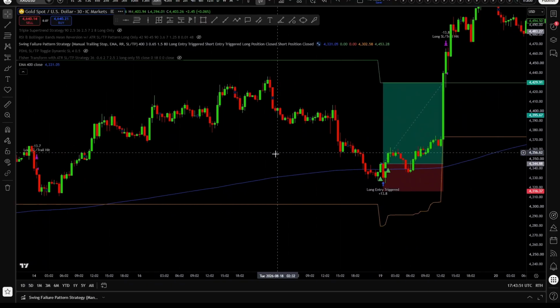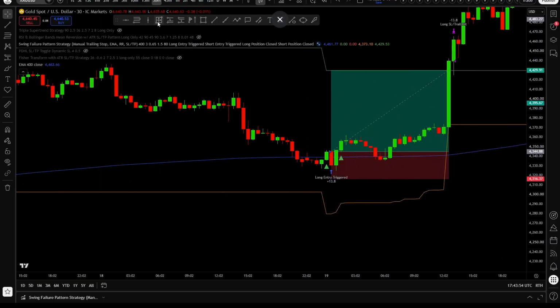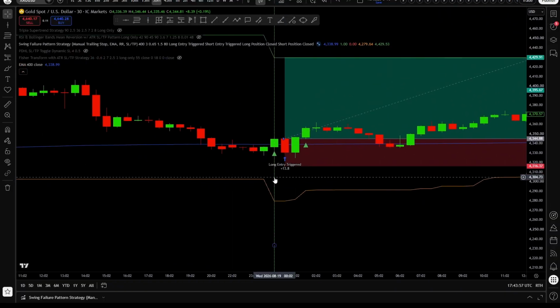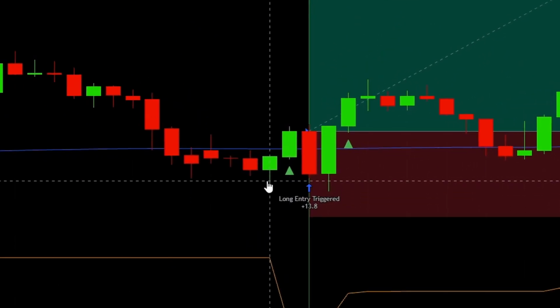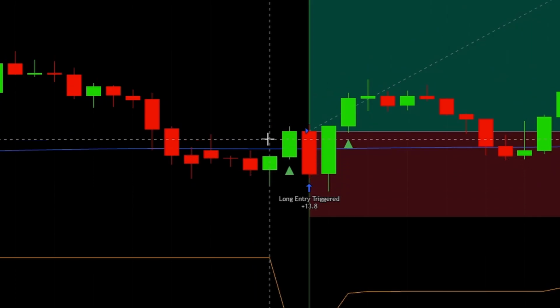But what is that candle pattern? Well, let's see. Here is a very long entry. So for a very long entry, generally, no matter how you optimize the strategy, we need to see these 3 candles.